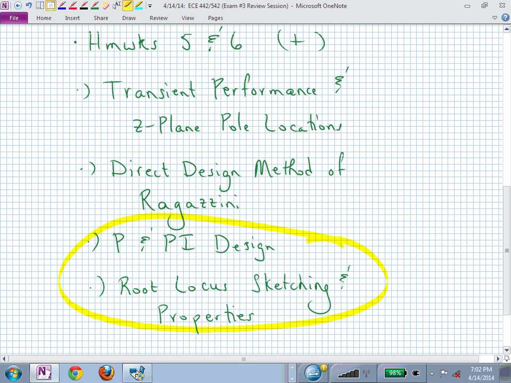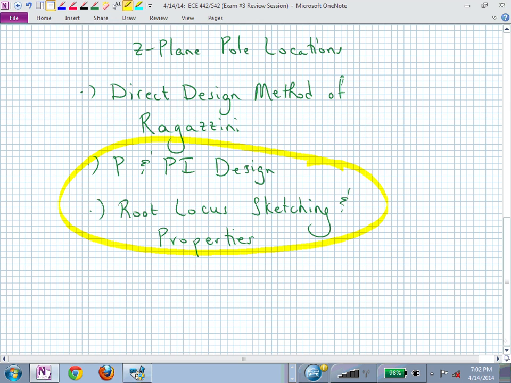That's the third topic. The first topic is transient performance and z-plane pole locations. Do you know how those are connected? How they are coupled? The second one, topic-wise, is the direct design method of Ragazzini. And the third we just talked about, root locus and PI and P design.